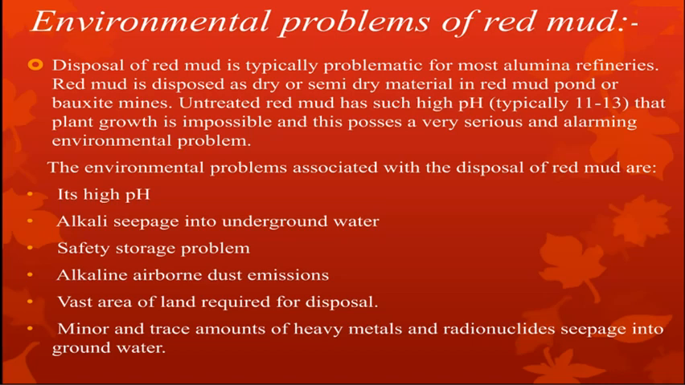In this next slide, here are some environmental problems of red mud. First one is, disposal of red mud is typically problematic for most aluminium refineries. Red mud is disposed as dry or semi-dry material in red mud ponds or bauxite mines. Untreated red mud has such high pH that plant growth is impossible, and this poses a very serious and alarming environmental problem. The environmental problems associated with the disposal of red mud are: its high pH, alkali seepage into underground water, safe storage problem, alkaline airborne dust emissions, vast area of land required for disposal, and minor and trace amounts of heavy metals and radionuclides seeping into groundwater.